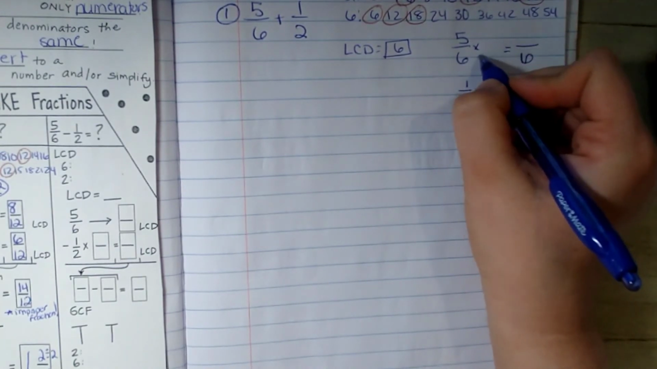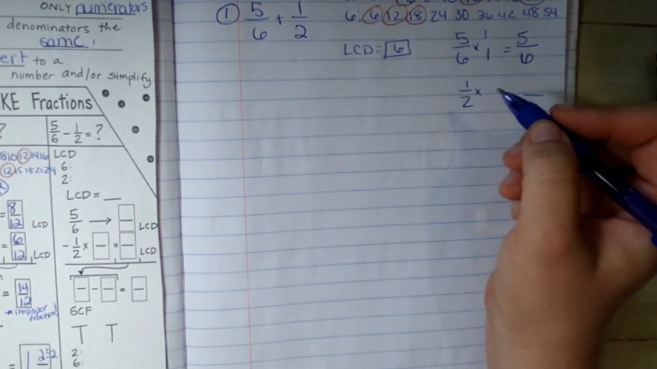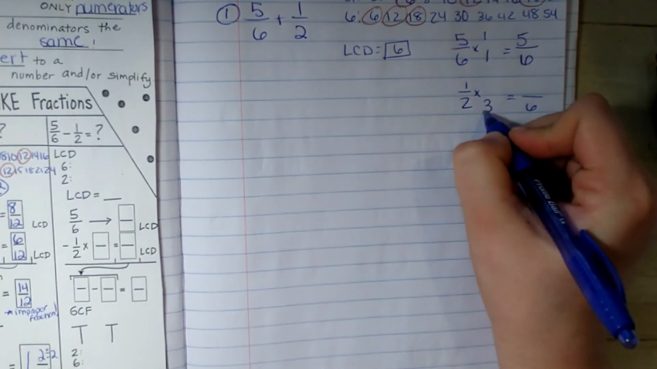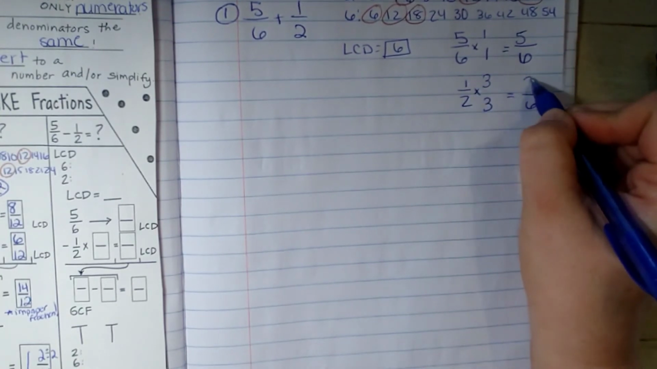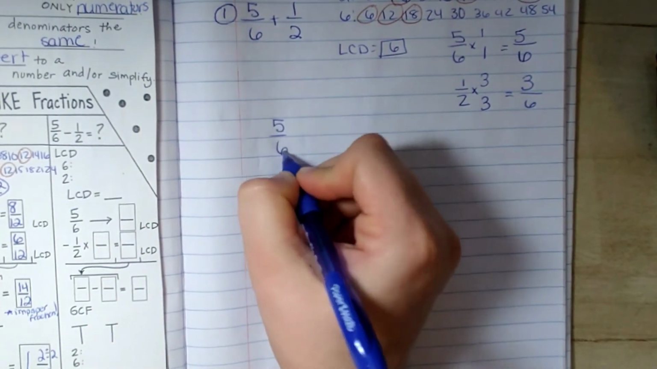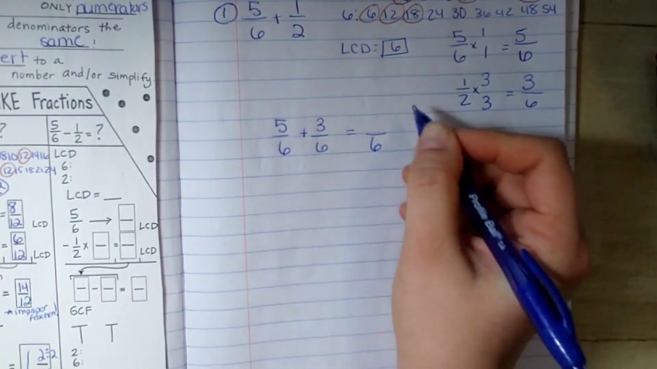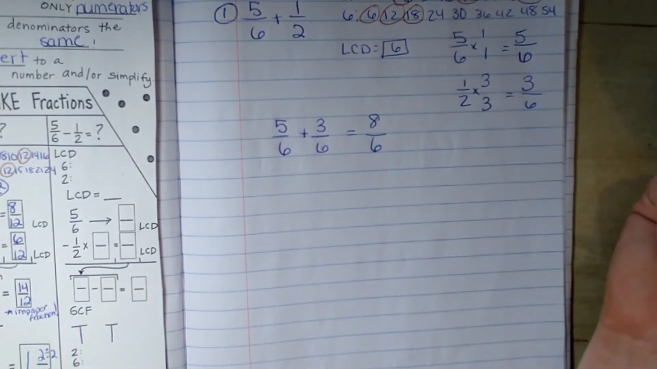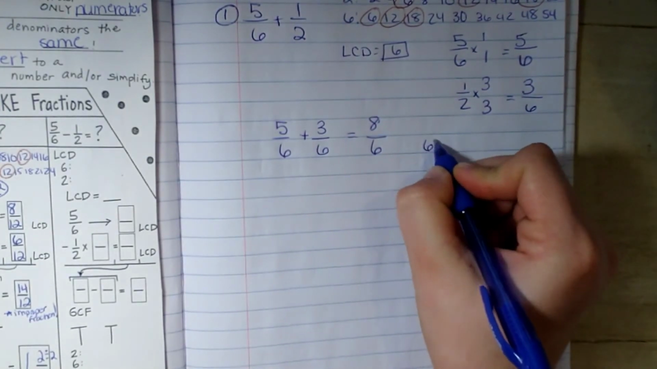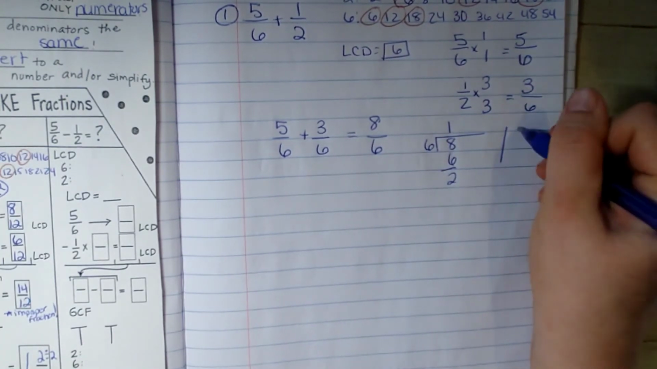6 times what is 6? That's 1. 5 times 1 is 5. So it already has 6. I don't need to change it. Then I say, what times 2 is 6? That's 3. So now I have to multiply 1 times 3 to get 3/6. So these are my new numbers I'm going to rewrite. 5/6 plus 3/6. I'm going to keep the 6 the same, and I'm going to add across the numerators. Now, this is an improper fraction, so I'm going to say, how many times does 6 go into 8? 1 time with 2 left over.